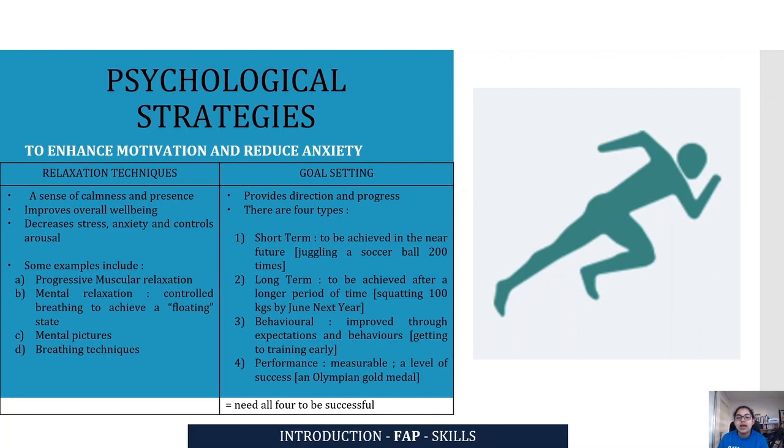So those are the 4 types of goal setting: short-term, long-term, behavioral, and finally performance, something that you can actually measure, something tangible to show that you have achieved a certain level. And you need all 4 types. You need to be using all 4 over time to be successful.